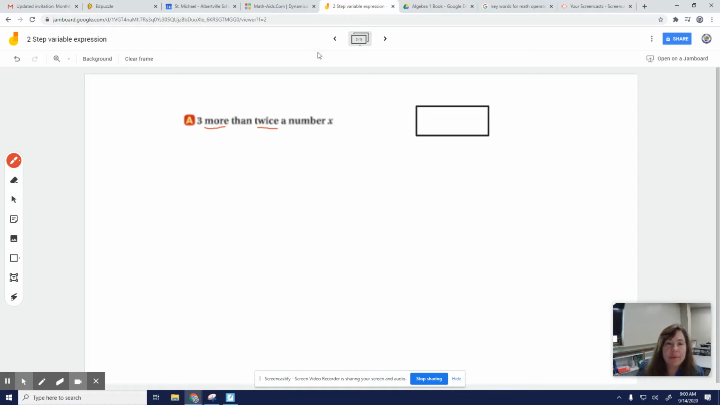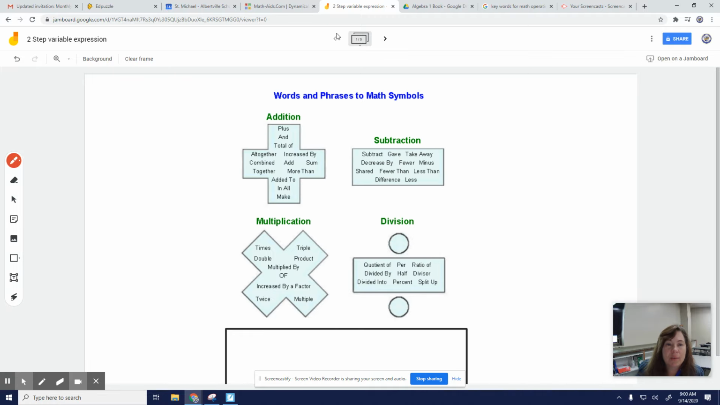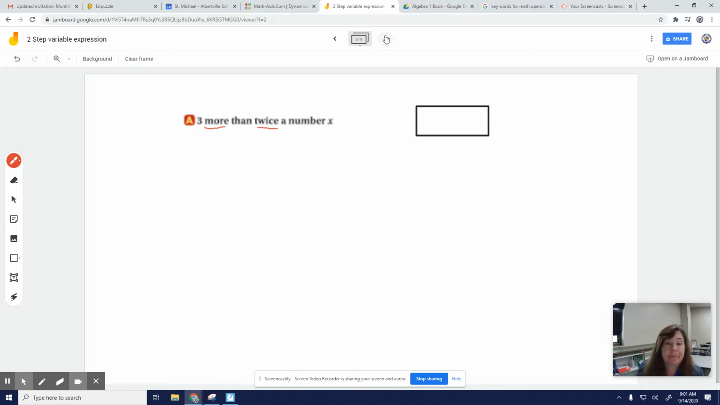If I forgot what those mean, I'm going to look back at one of those cheat sheets. So the word more, I see it over here, more. I know I have to add. And down here is the word twice, multiplication. So I know in this expression we're going to be adding and multiplying, not just one, we're going to be doing them both. So I'm going to write myself a little note. I'm going to say plus, so I remember that, and twice is multiply.